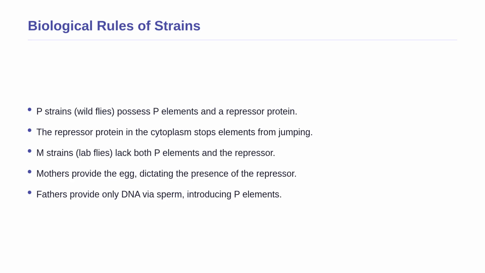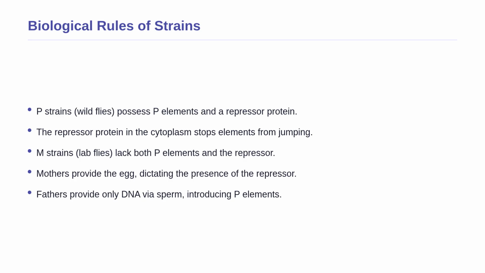Having calculated the mutation rate, we must now ask, why doesn't every wild fly suffer from these mutations? This brings us to the biological rules of inheritance. In nature, wild flies, called P strains, have P elements, but they also produce a repressor protein in their cytoplasm that completely stops the elements from jumping. Laboratory flies, called M strains, lack P elements entirely and therefore also lack the repressor protein.